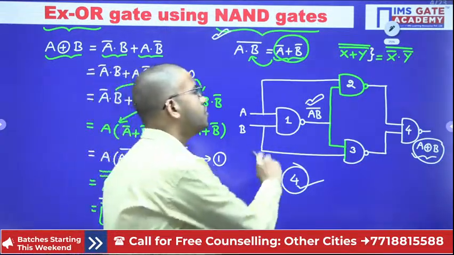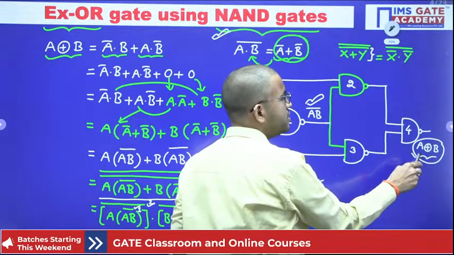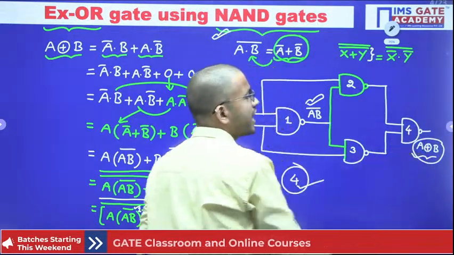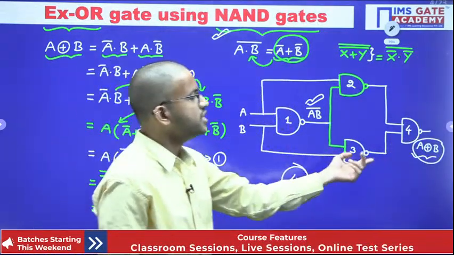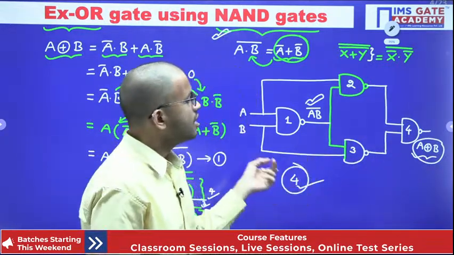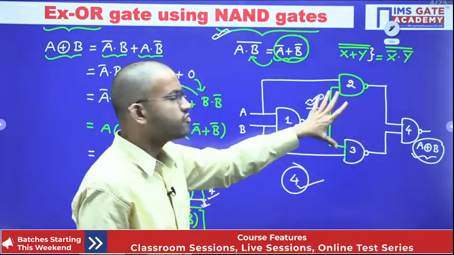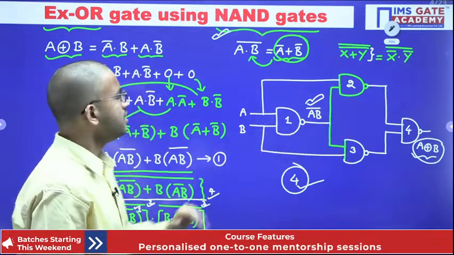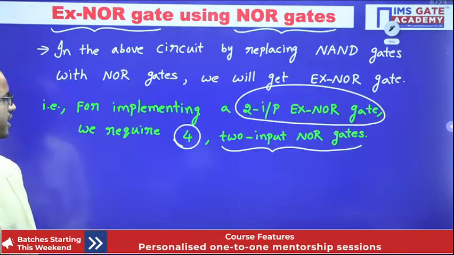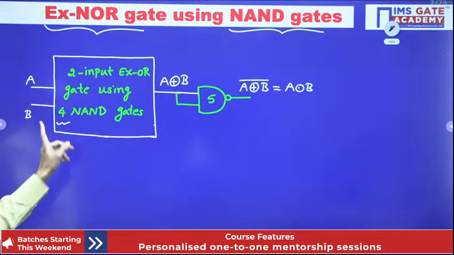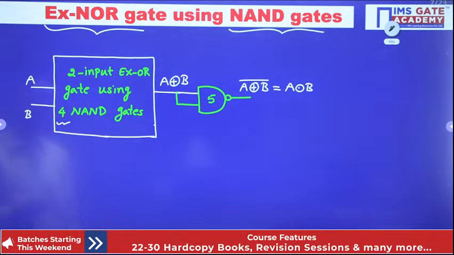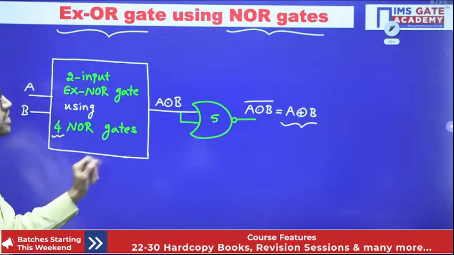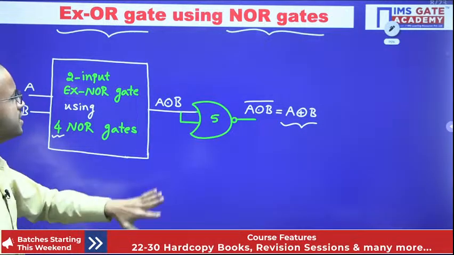Now up to here we got XOR. If you pass this through a NAND based inverter, then the complement of XOR is nothing but XNOR. That means for implementing an XNOR gate we require 5 NAND gates. Similarly, for the last case you will get 5 NOR gates for getting A XOR B. I hope it is clear for everyone.